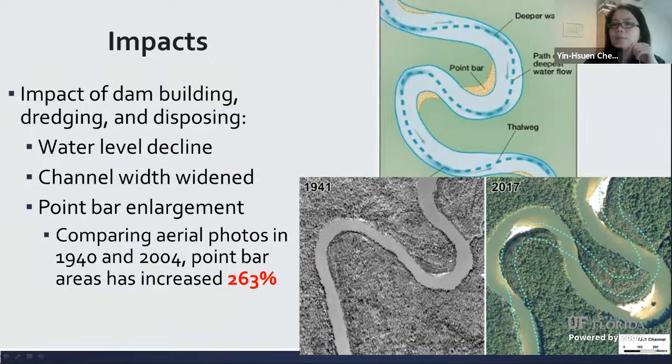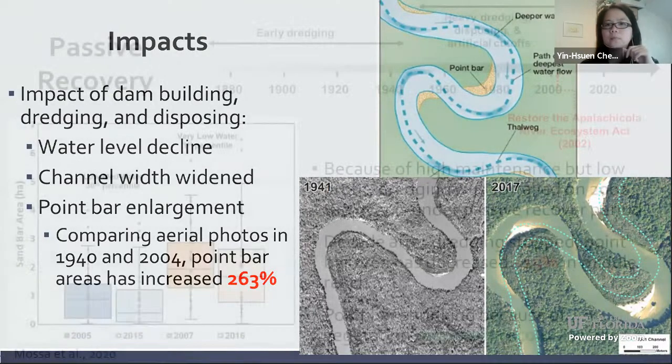And the previous studies have shown, they compared the aerial photos in 1940 to 2004. Well, actually, this figure is showing 1941 to 2017. So just saying from 1940 to 2004, the point bar area has increased 263%. And just by looking at this aerial photo, you can see the channel is much wider, and you can also see a lot of point bars show up because this photo is actually taken in a lower water situation. So you can see a huge point bar showing up on the aerial photos.